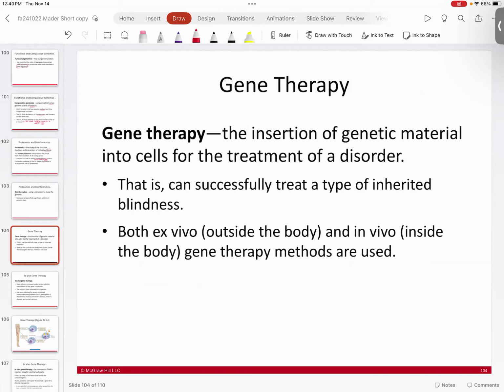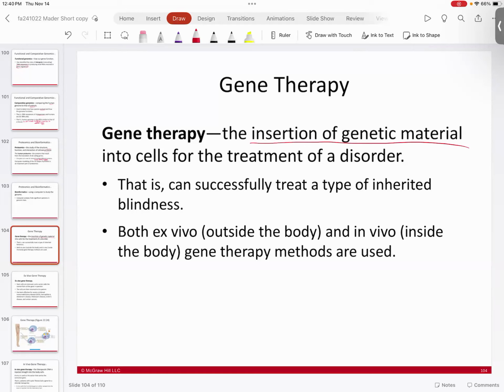It's also led us to an idea of what's called gene therapy, which is kind of like CRISPR, associated with the insertion of genetic material into cells for the treatment of a disorder. For instance, if you give the cell a healthy gene through gene therapy, then it can essentially use that healthy gene and fix the disorder. But it doesn't actually replace the bad gene. You're just adding a new one. So this can be successful in treating some things, for instance, inherited blindness, possibly.